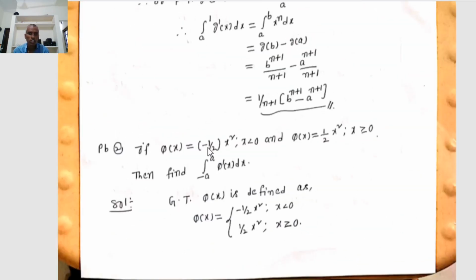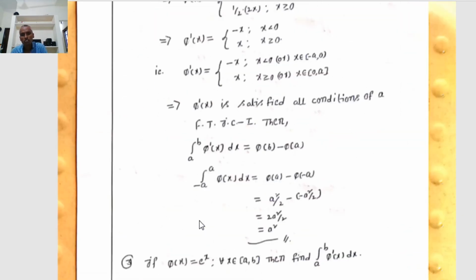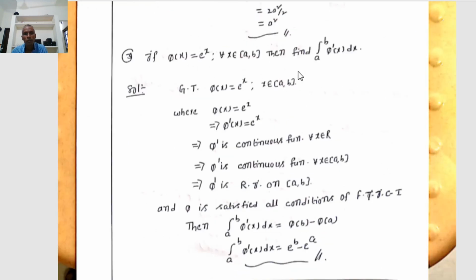Therefore, the function phi is defined as phi of x equal to minus 1 by 2 x square such that x is less than 0, and phi of x equal to 1 by 2 x square such that x is greater than or equal to 0. That implies integration minus a to a phi dash of x dx equal to phi of a minus phi of minus a, that equals a square. Okay, next one: if phi of x equal to e to the power of x for all x belongs to the closed interval a comma b, then find integration a to b phi dash of x dx using the fundamental theorem of integral calculus.